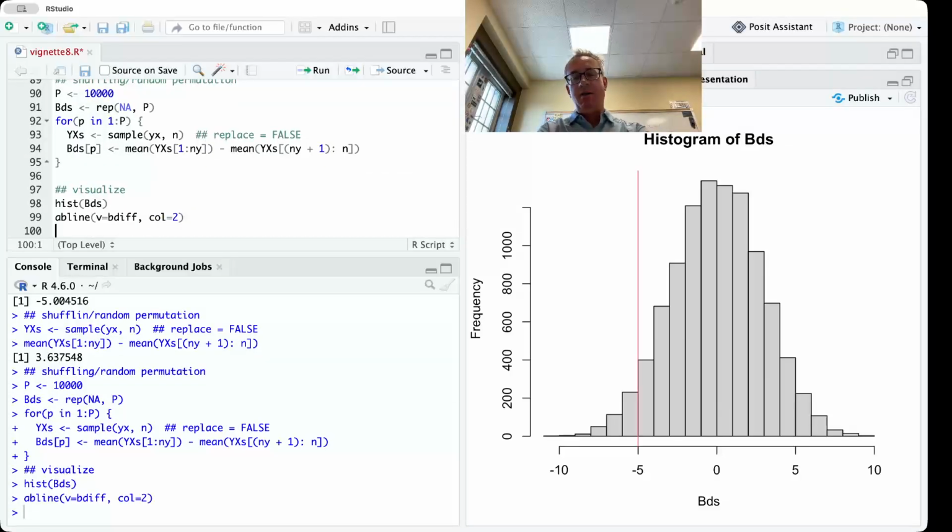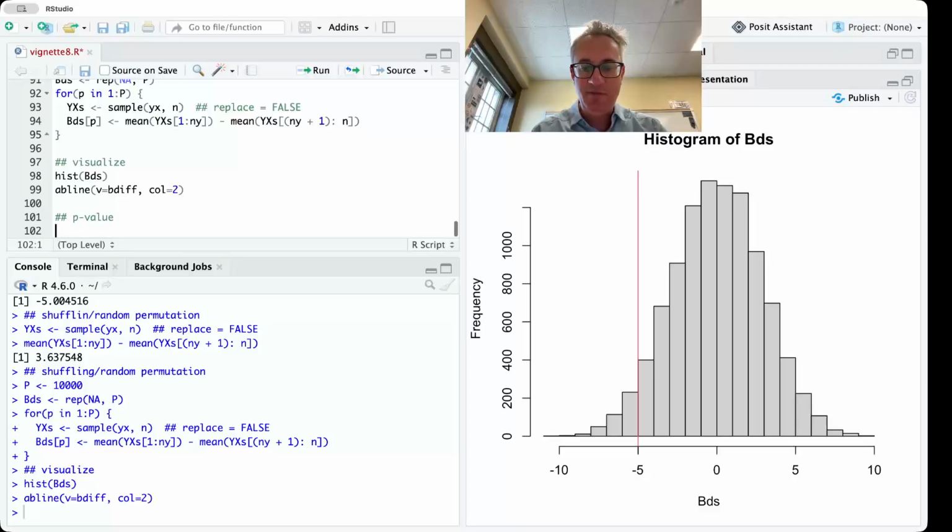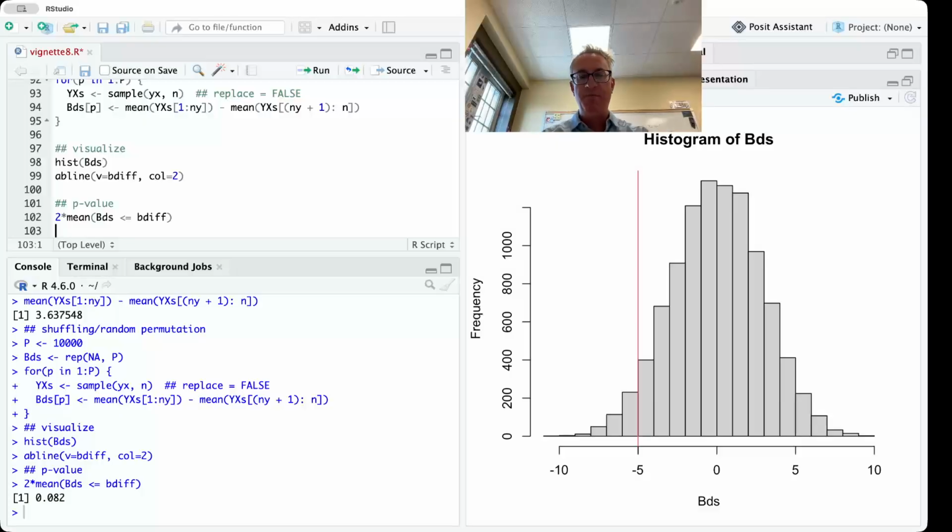And I think I'm probably not going to reject the null hypothesis because although that's sort of in the tail, to me it looks like it's more than 2.5%. So when I multiply it by 2, I'm going to get a number bigger than 5%. But I can go through the motions of that. 2 times mean BDS less than or equal to BDiff. 8%. So fail to reject the null hypothesis that Fy is equal to Fx.